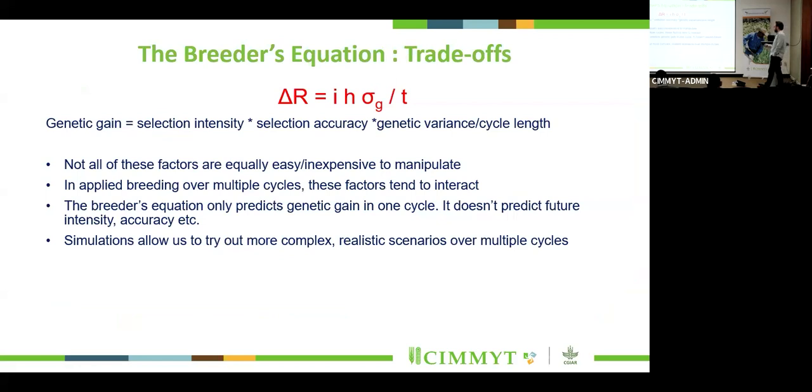So not all of the factors are as easy or inexpensive to manipulate. If you apply them over multiple cycles, they interact in complex ways, and the Breeder's equation is only telling you what happens in one cycle. So in general, if you want to look at it over the long term, it's useful to have some simulation. I think quite a few of the DCP programs have done this. Is that right, Abby? Simulations of the breeding program to see, given your quantitative genetic parameters, what might be the best approach.